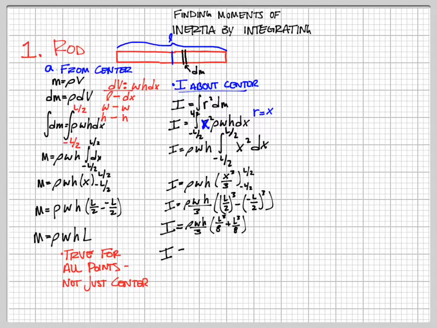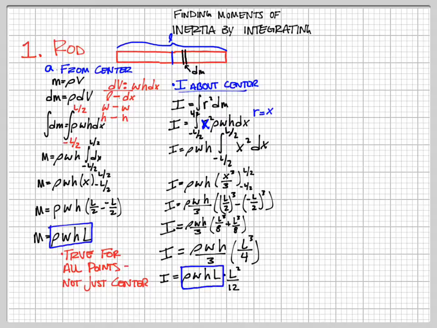So what we're going to get, 3 times 4 is 12. So let's let this go out. My moment of inertia is that term times L cubed over 12. And we just said that was mass. So, moment of inertia about the center is mass times L squared over 12, which is exactly what we had in our chart. This is where it comes from. It's a bit of a complicated integral.